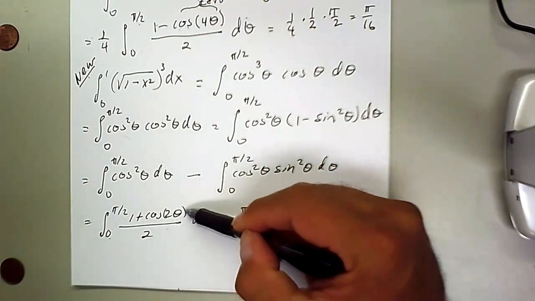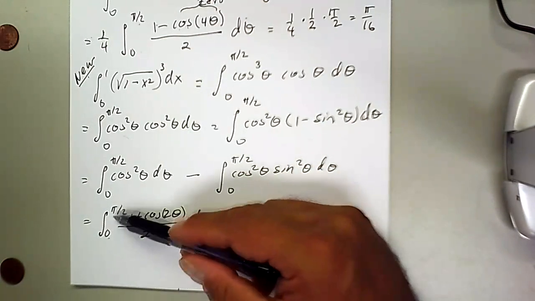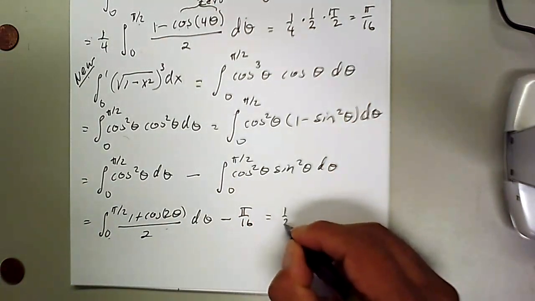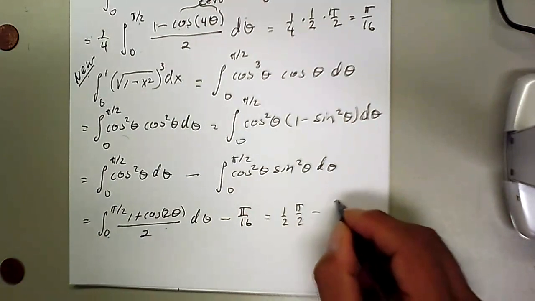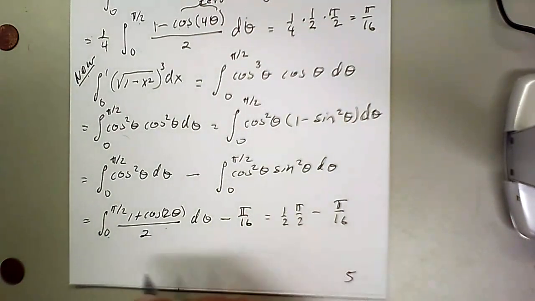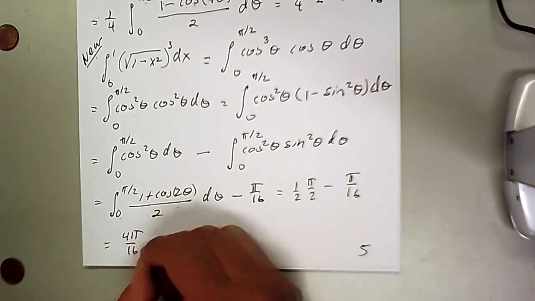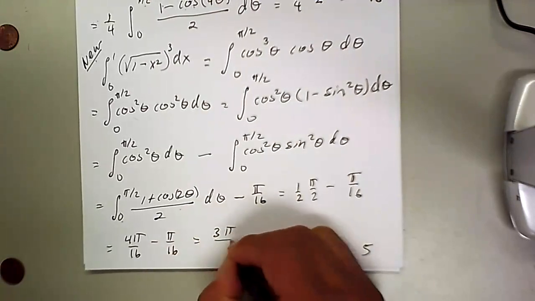So this contributes 0 to our integration. So we're really just integrating 1/2 from 0 to pi over 2. So that is 1/2 of pi over 2 minus this pi over 16. So that is 4 in the denominator, and that is just a problem of fractions. So we got 4 pi over 16 minus pi over 16, and that gives us 3 pi over 16.